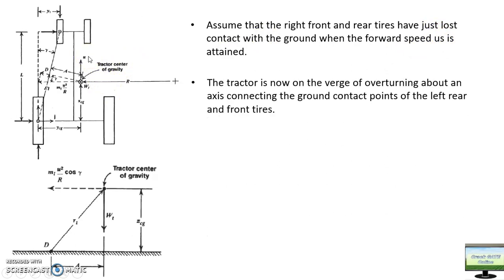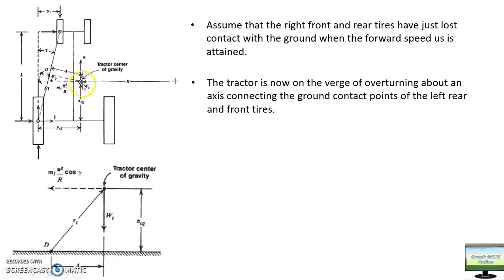Okay, so what will happen now? The tractor is now on the verge of overturning about the axis connecting the ground contact point on the left front tire. Okay, so your tractor is going to turn about this axis. Okay guys, so this is the simple diagram of this. This is the ground surface. This is your tractor center of gravity. So your weight is acting downward. This ZCG is the vertical location of the center of gravity from the ground.